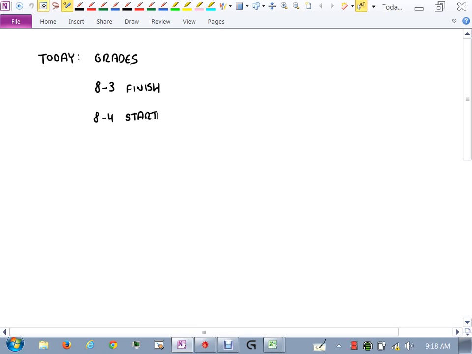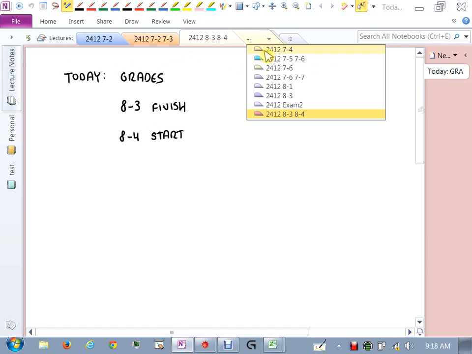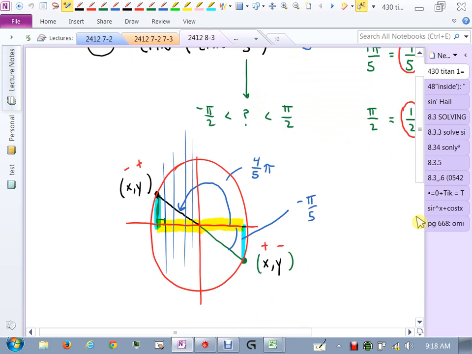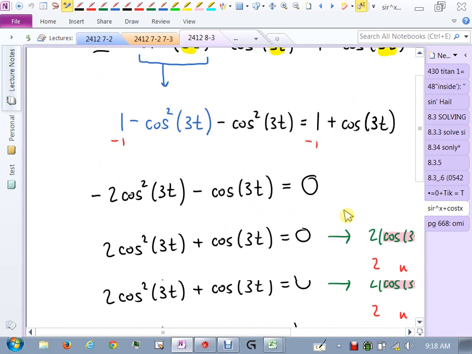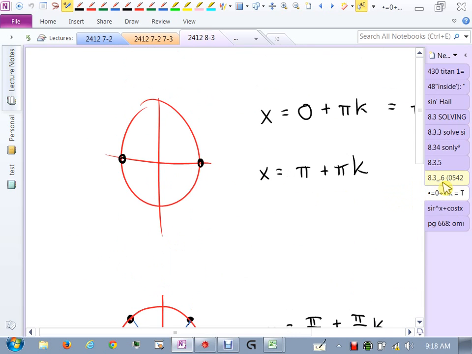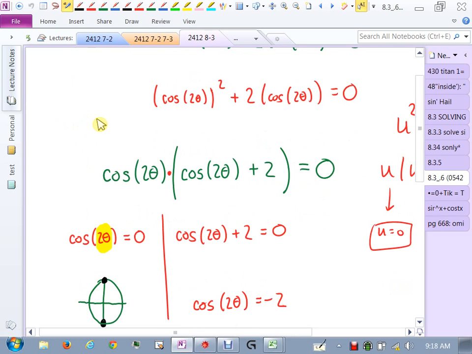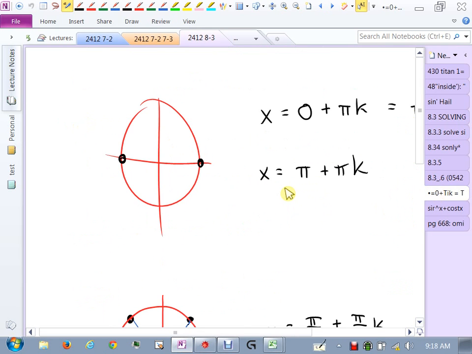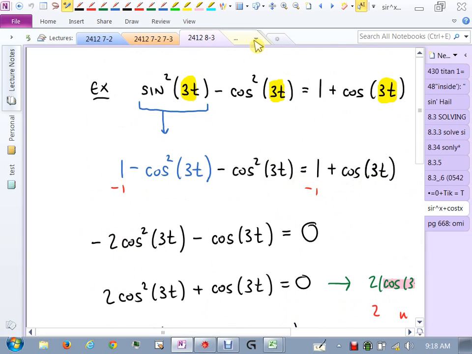Okay, so let's get started with 8.3. I want to, if I can, see where we left off here. I was just doing examples. I don't think I was numbering them anymore, was I? Let's say that was 8.3.6. Let's say we're going to make this 8.3.7.